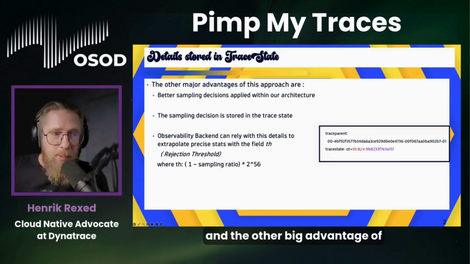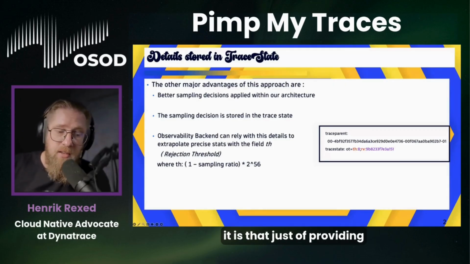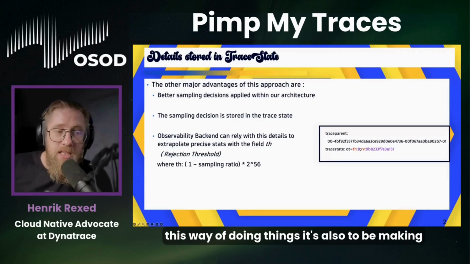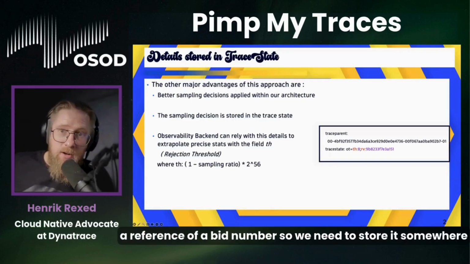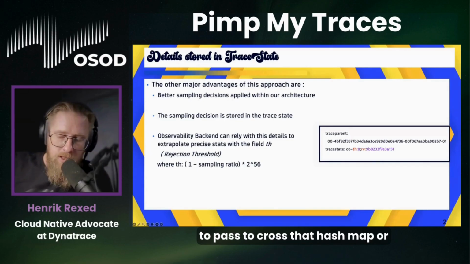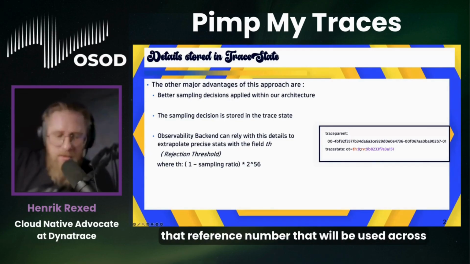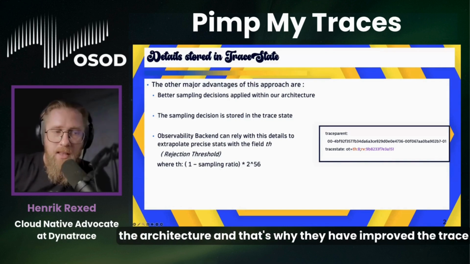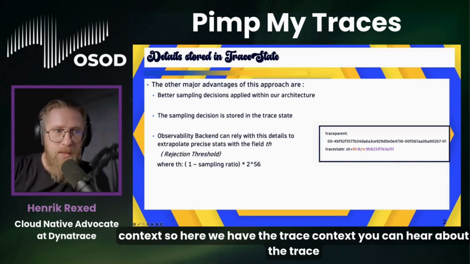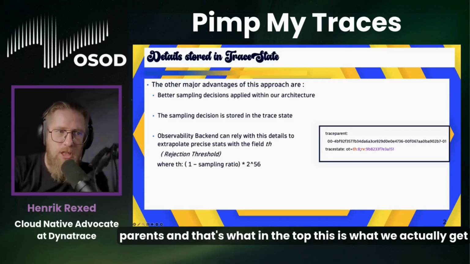The other big advantage of this new way of doing things is that, because you're making a reference to a bib number, we need to store it somewhere, to carry that reference number that will be used across the architecture. And that's why they have improved the trace context. So here we have the trace context, here we have the trace parent, and this is what we actually get.